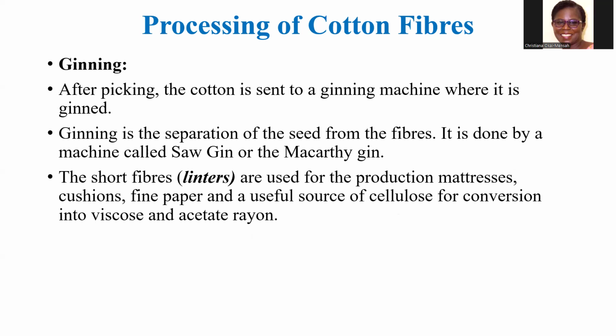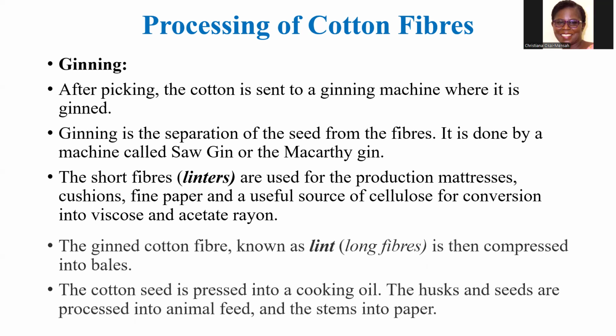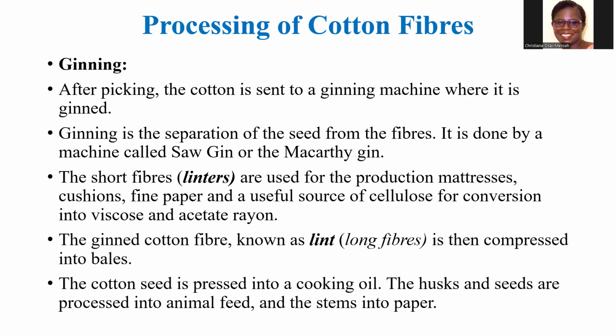So the short fibers, as I've already discussed, the linters, are used for the production of mattresses, cushions, fine paper, and a useful source of cellulose for conversion into viscose, that is the regenerated, and acetate rayon. The ginned cotton fiber known as lint, that's the long fibers or the long staple, is then compressed into bales. The cotton seed is pressed into cooking oil, so you don't throw anything away. The husk and seeds are processed into animal feed and the stems into paper. So you see, cotton is very useful.